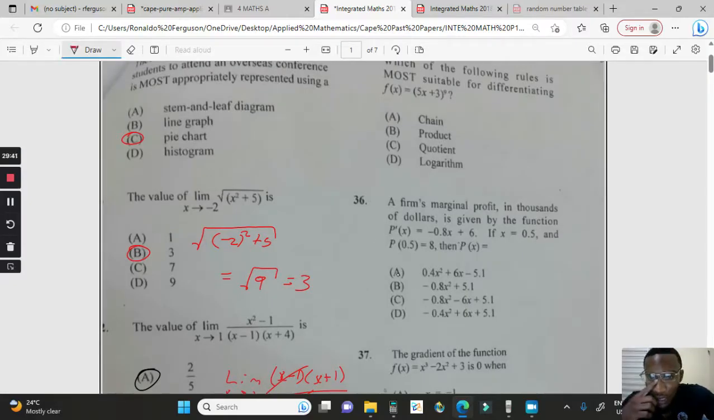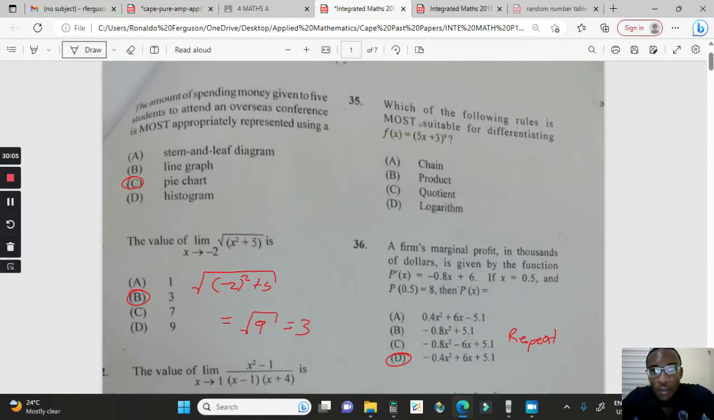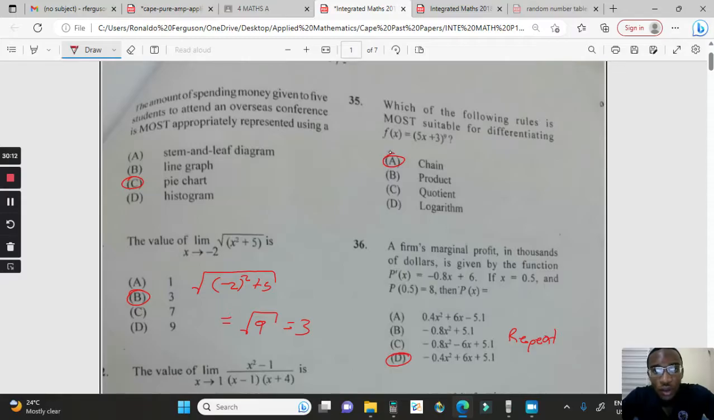I know this repeat again. I remember it was negative 0.4 x squared plus 6x plus 5.1. This was a repeat from 2017, it came and then they brought it back in 2021. So just watch the 2021 video. That was the answer. Remember, which of the following rules is most suitable for differentiating this? Well, this is the chain rule. So we carry down the power, subtract 1 from the power, times the derivative within the bracket.